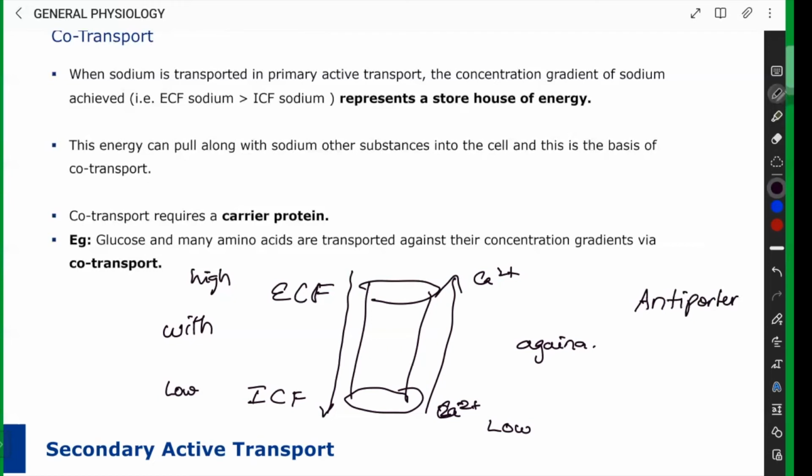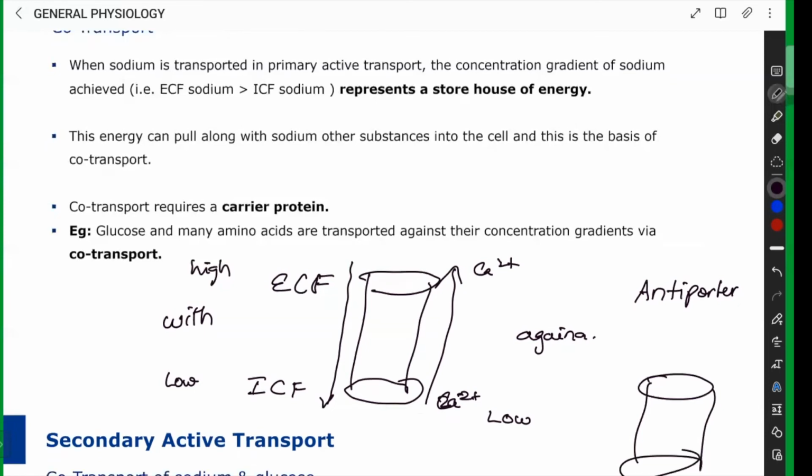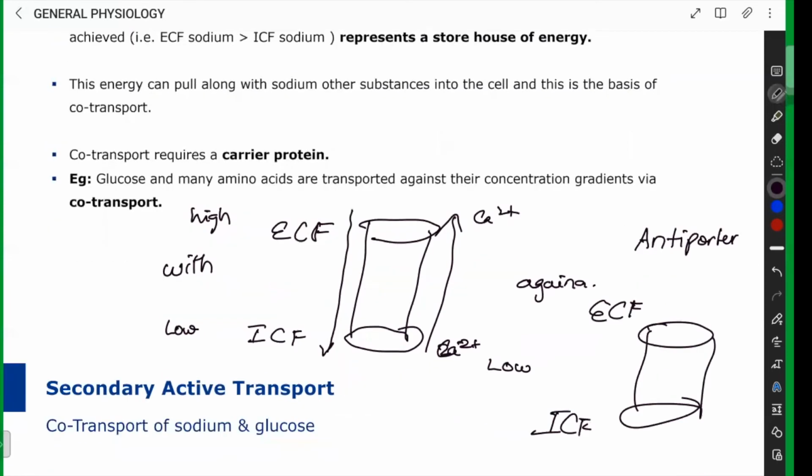For example, this is your ECF and this is ICF. Your glucose is going to enter from ECF to ICF, but along with glucose, your sodium is also going to enter from ECF to ICF. This transportation is in the same direction. You call it a symporter, or you can call it a co-transport. Antiporter is otherwise called counter-transport.